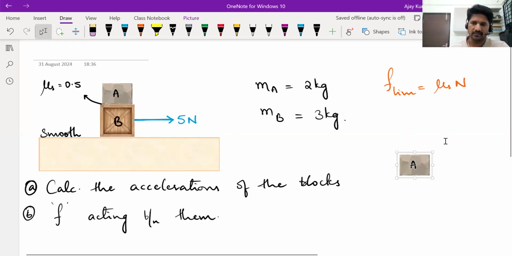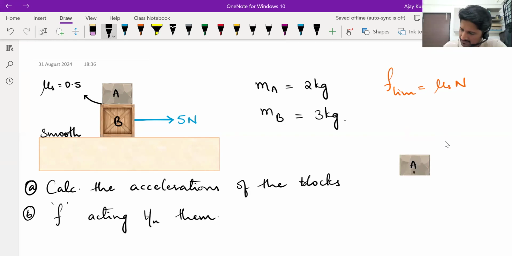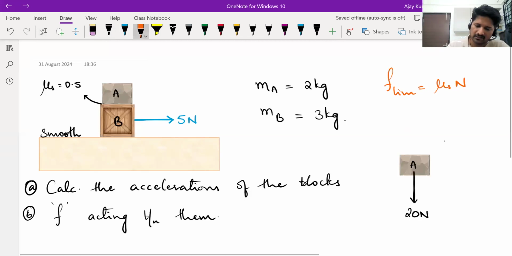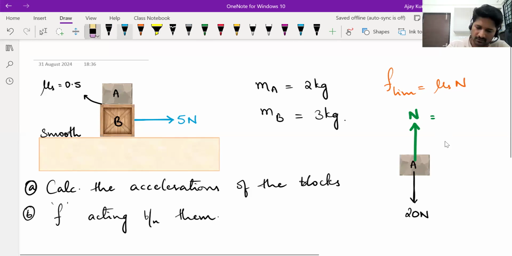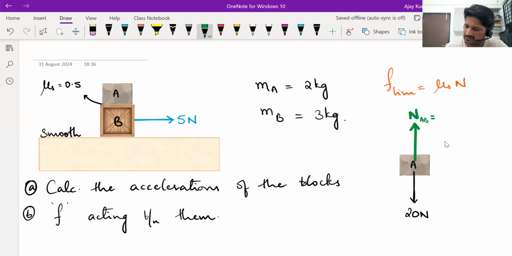So if you consider A separately, how much is A's weight? Mass is 2 kg, so 20 Newton. That is balanced by the normal force acting on it. And who exerts the normal force on A? Who or what exerts this normal force on A? Block B, sir. Okay, so it's between A and B. You can call it NAB if you want. And that balances the weight of A. So it should be 20 Newton.